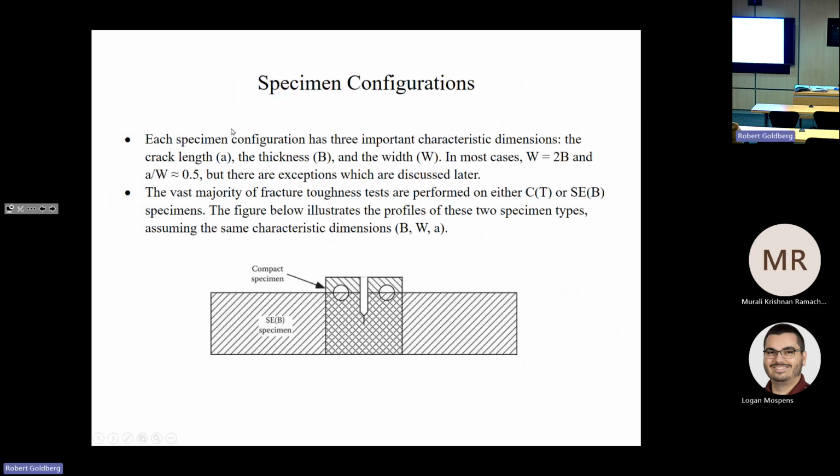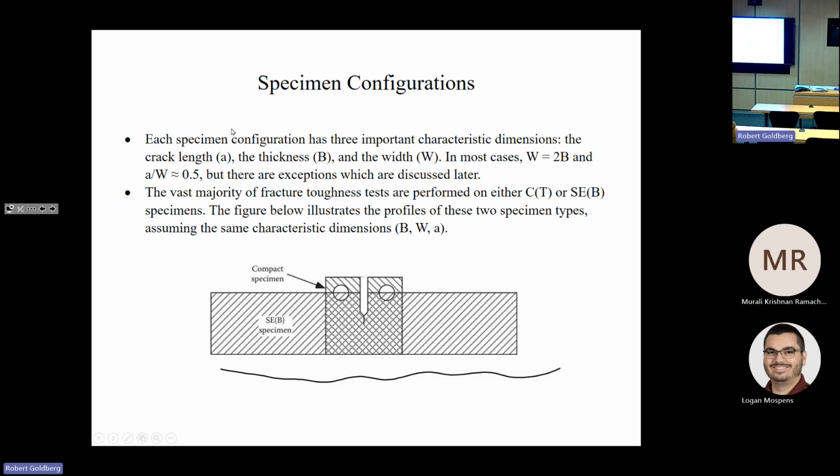Now, the vast majority of tests are performed on either the compact tension or the single edge notch bend specimens. And this cartoon below illustrates the profiles of these two specimen types, assuming the same characteristic dimensions. So assuming that the thickness and the crack length and the distance from the crack length to the end of the specimen are the same.